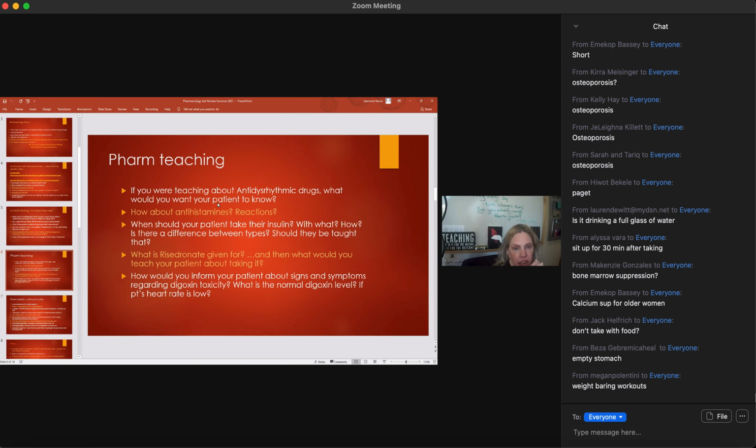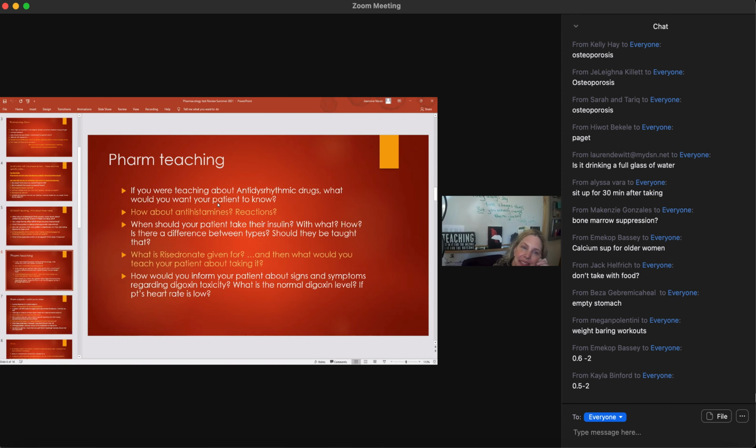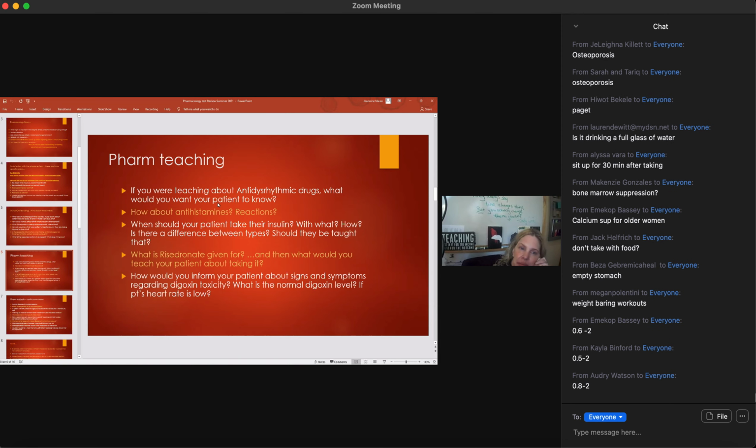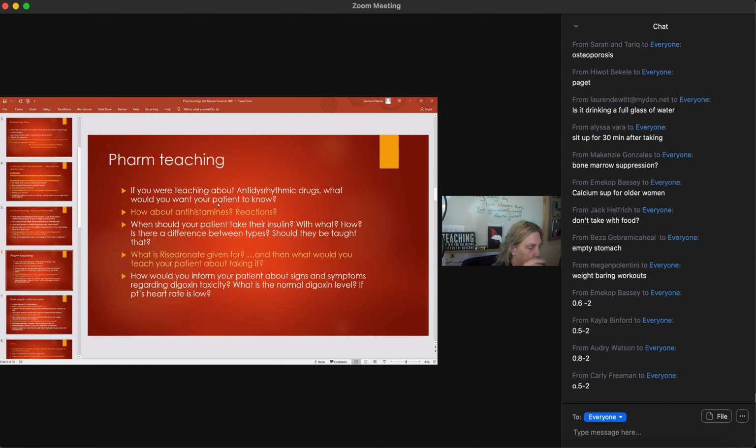Well, you know we love digoxin. So what's the normal digoxin level? You're all within the range here, right? 0.5 to 2, right? Depending on what cards and what we're looking at, correct?